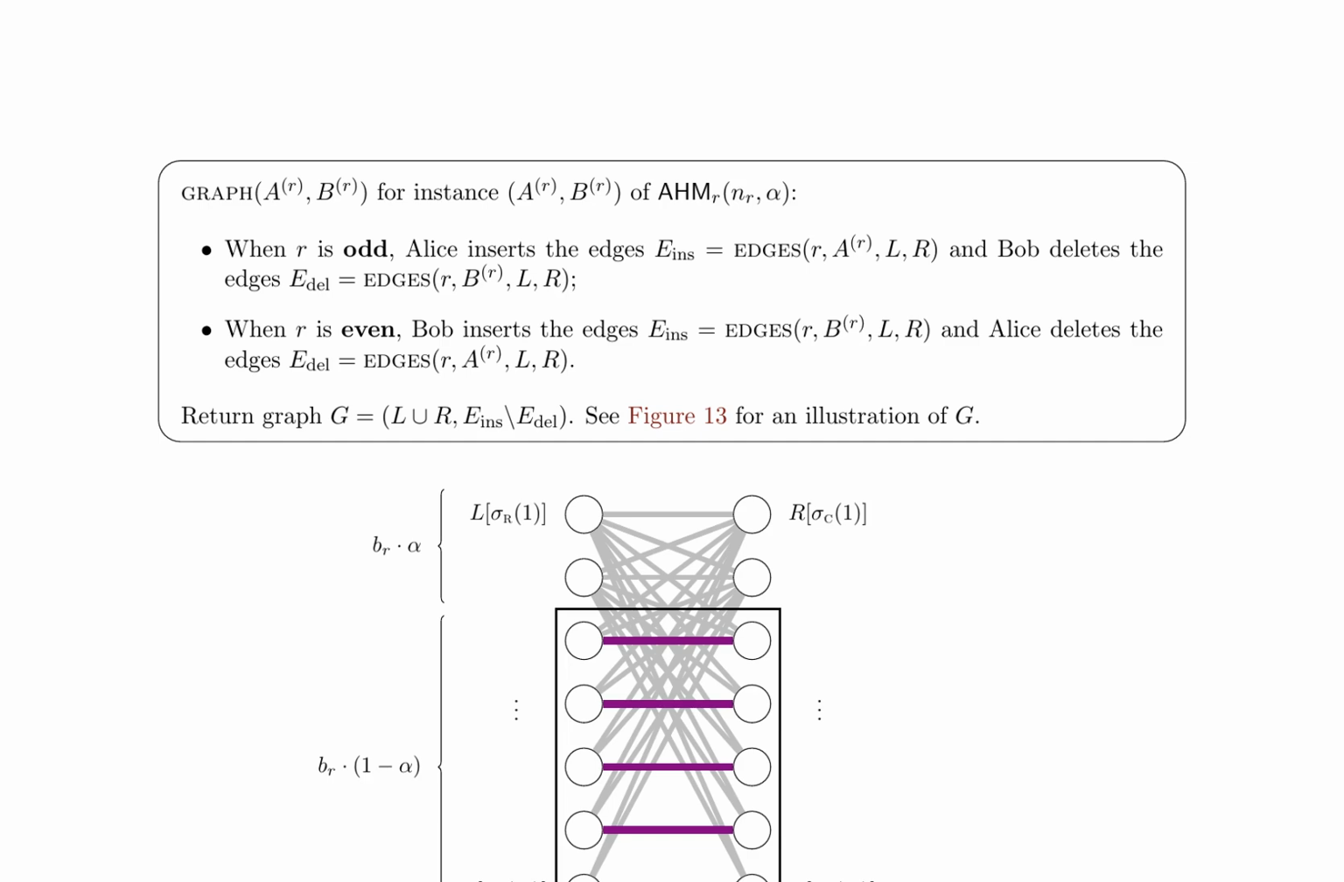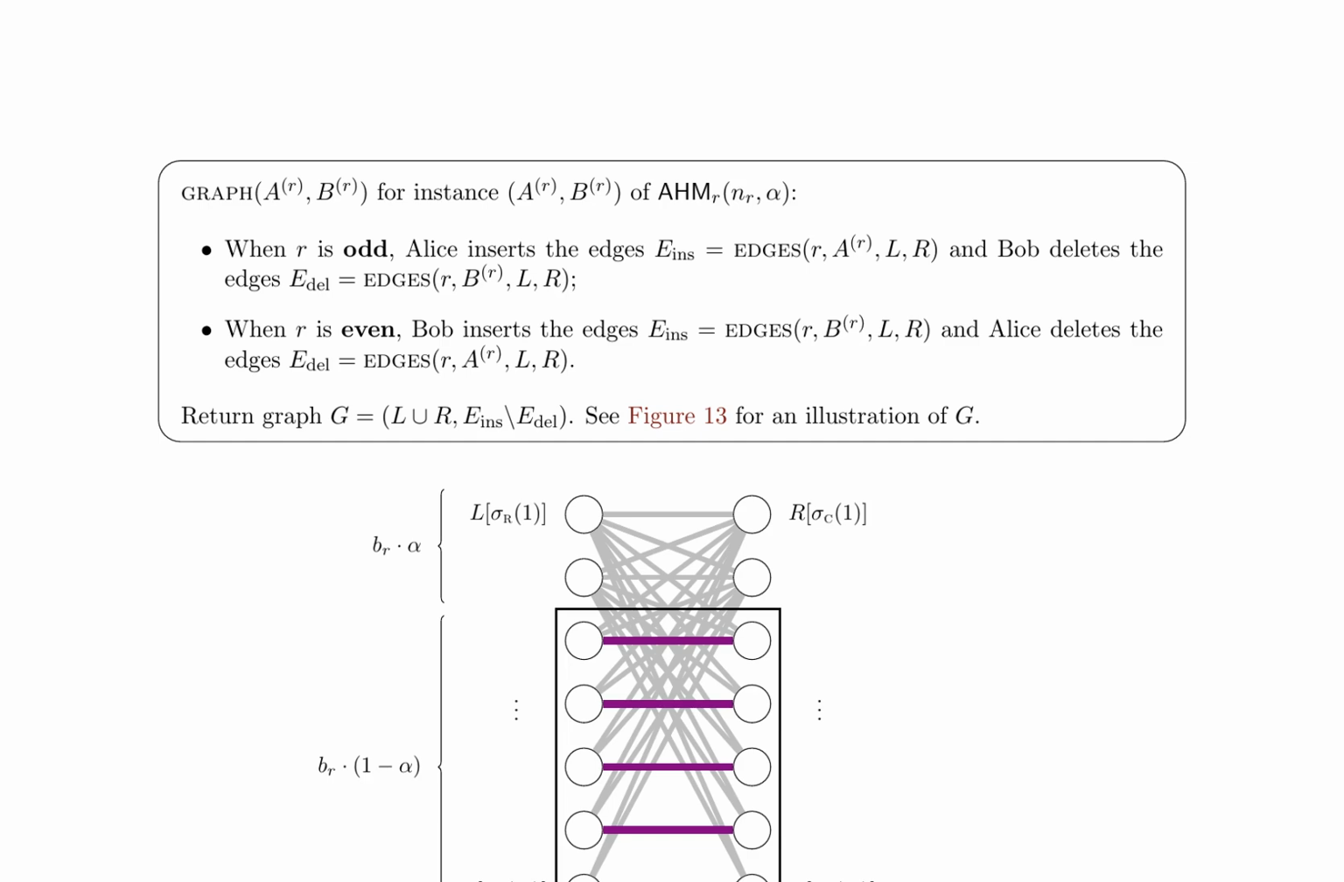When R is odd, Alice inserts the edges E_ins equals edges R_A^R, L_R, and Bob deletes the edges E_del equals edges R_B^R, L_R. Conversely, when R is even, Bob inserts the edges E_ins equals edges R_B^R, L_R, and Alice deletes the edges E_del equals edges R_A^R, L_R. The resulting graph G is then defined as the union of the inserted and deleted edges.